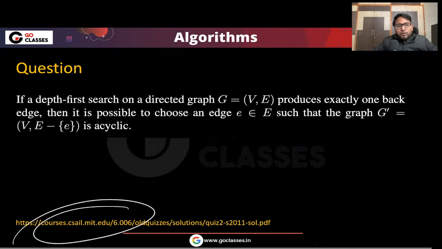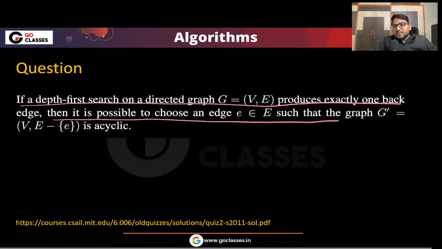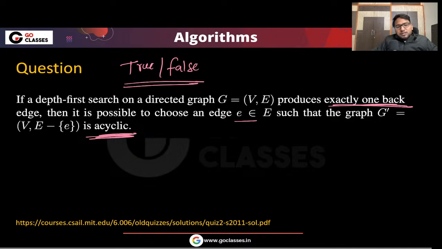That question is from MIT. This is a very interesting question. If a depth first search on the graph produces exactly one back edge, then it is possible to choose an edge such that removal of this edge makes the graph acyclic. So they are saying it has exactly one back edge, then there exists some edge whose removal will make it acyclic. What do you think? This is true or false? That's what you need to tell me. Then the answer is true. If there is a single back edge, then yes, which means it is true.